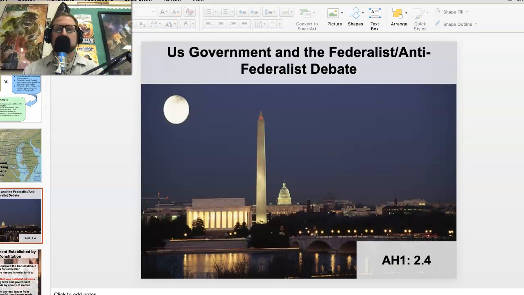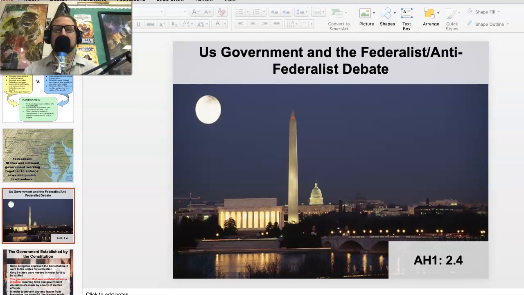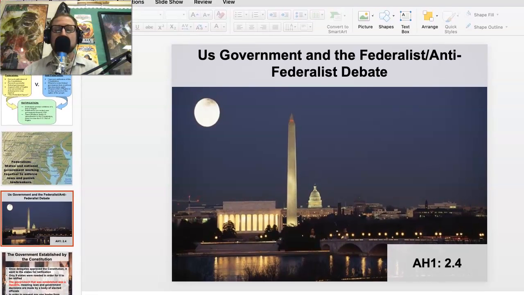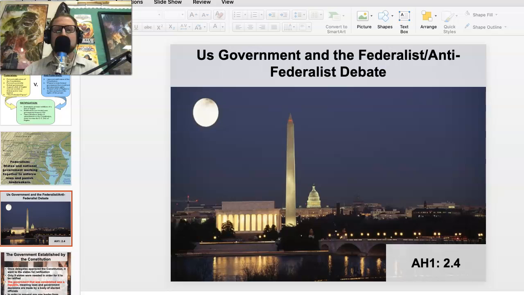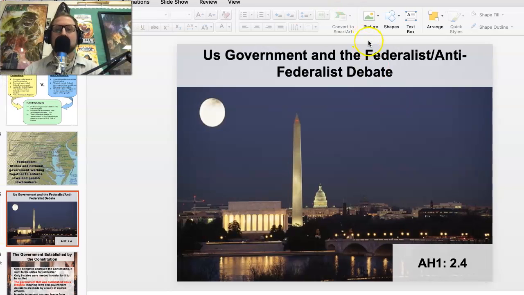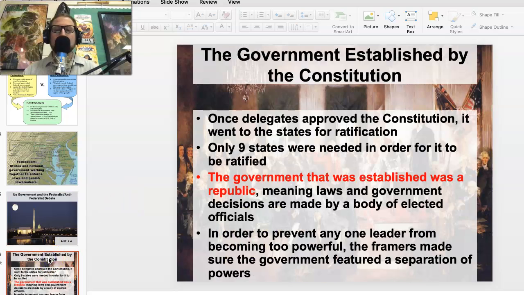So this is going to look at the debate on how the government should be set up and how it ultimately got set up. Now, it says the Federalist and Anti-Federalist debate. That's really all Unit 3 is about. So we're not going to get into that as heavy as this unit section title would imply.